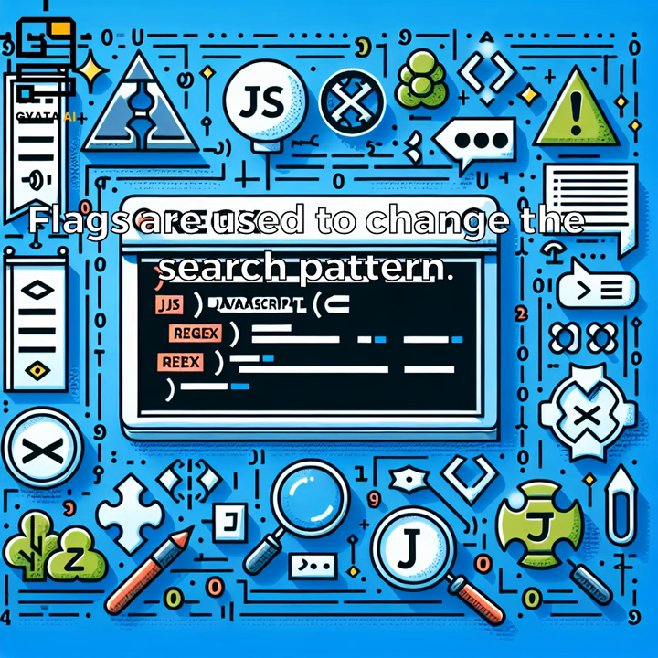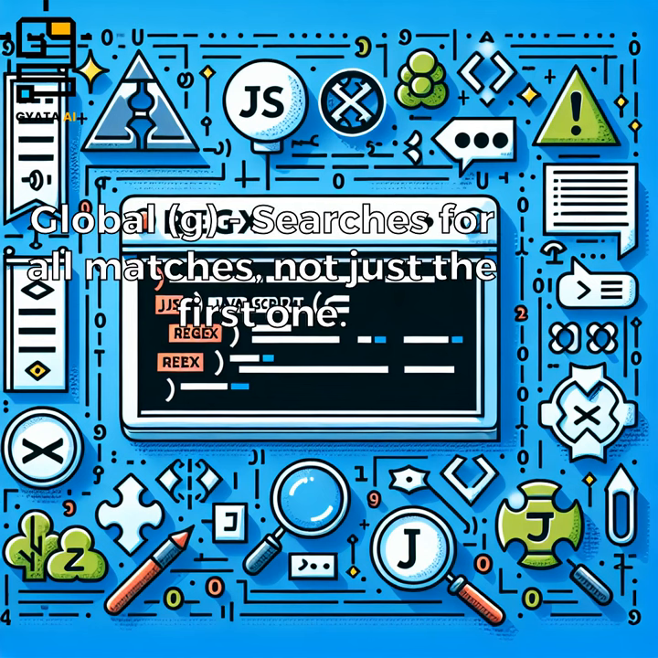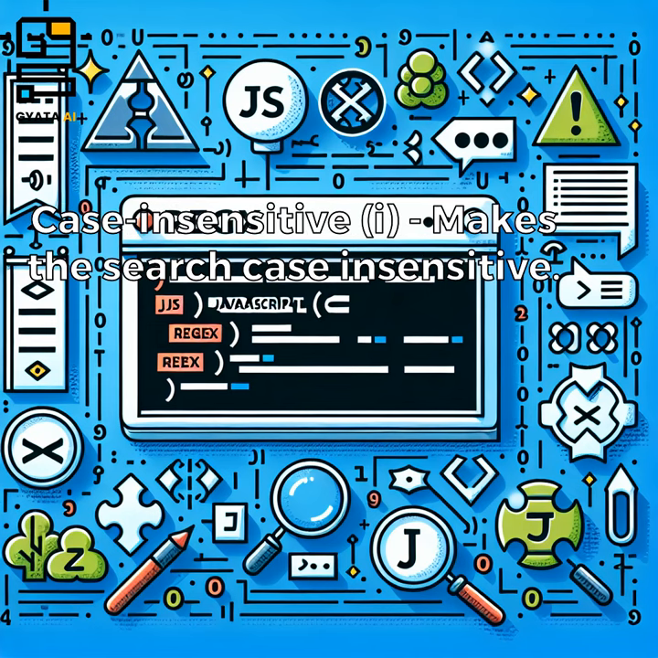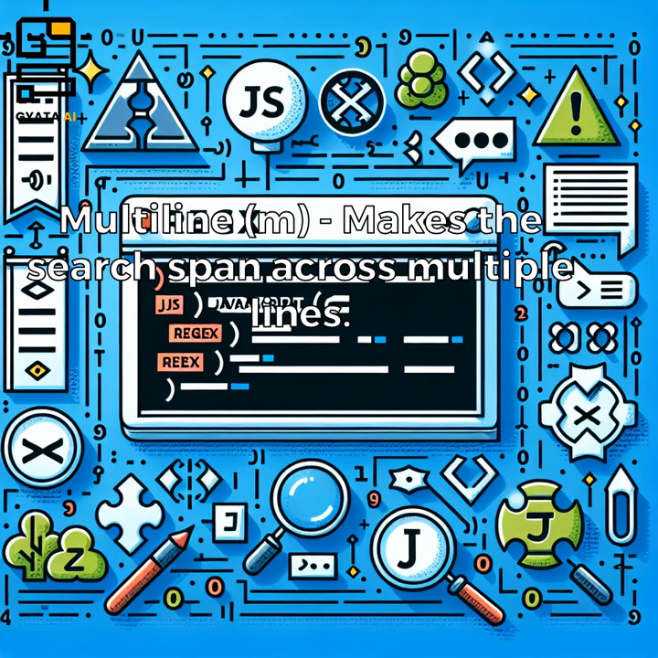Flags in regex. Flags are used to change the search pattern. Global (g) searches for all matches, not just the first one. Case insensitive (i) makes the search case insensitive. Multiline (m) makes the search span across multiple lines.